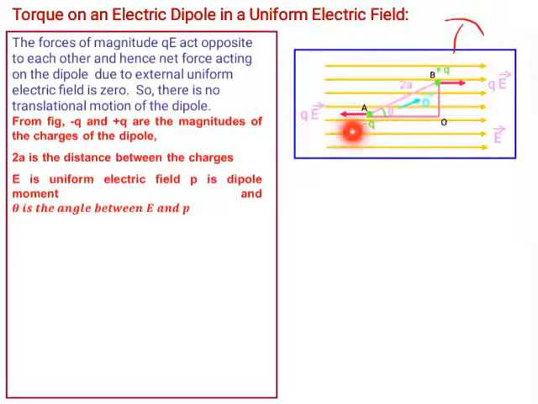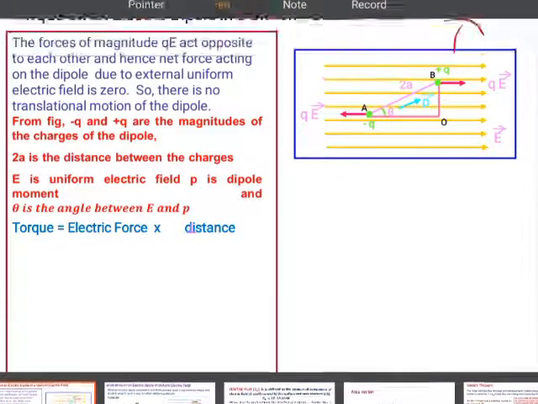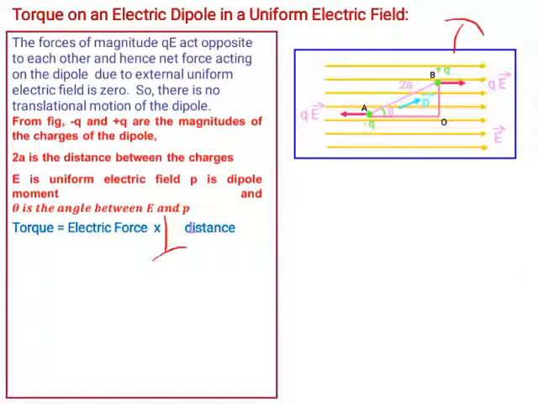From this figure, minus q and plus q are the magnitudes of the charges of the dipole. 2a is the distance between the charges, the dipole distance. E is a uniform electric field and P is the dipole moment. Theta is the angle between the electric field E and the dipole moment. Then what is the formula for the torque? Torque is equal to electric force into perpendicular distance. Electric force, or couple of force, into perpendicular distance.